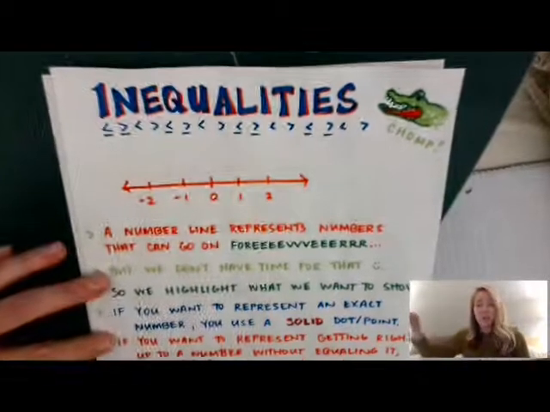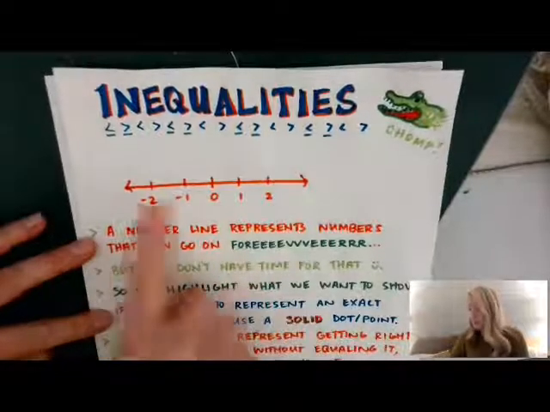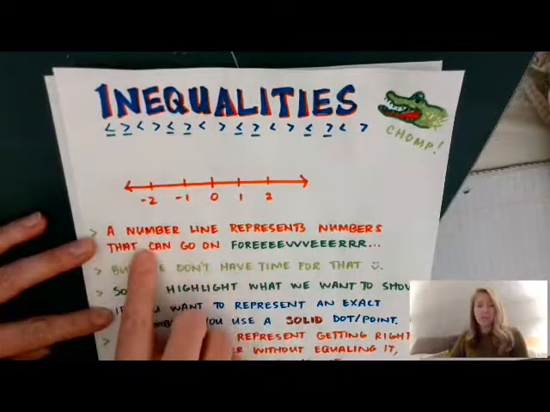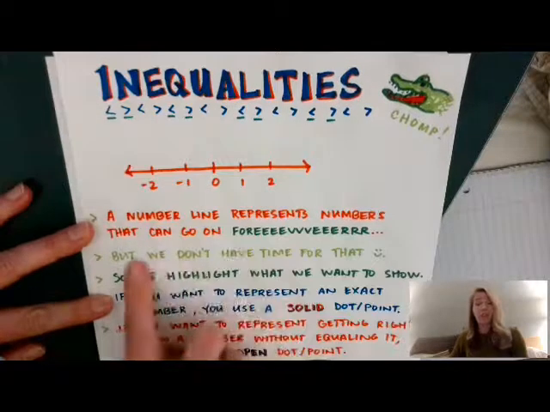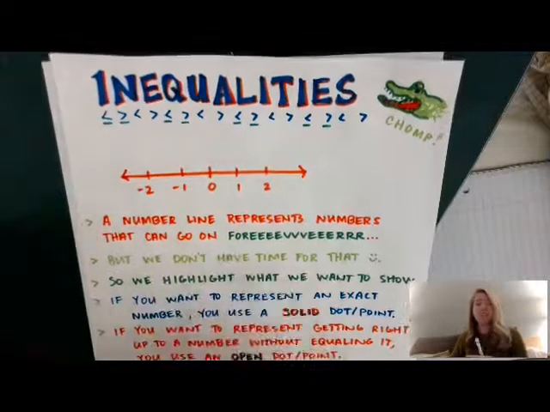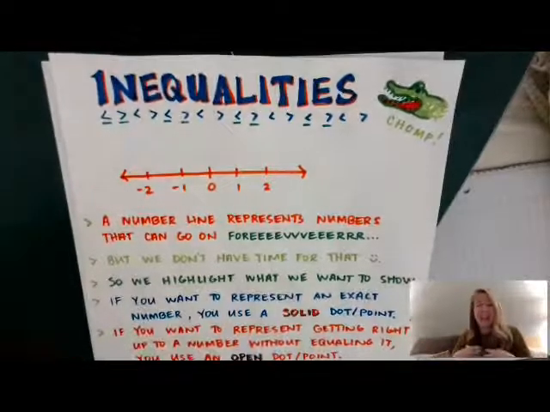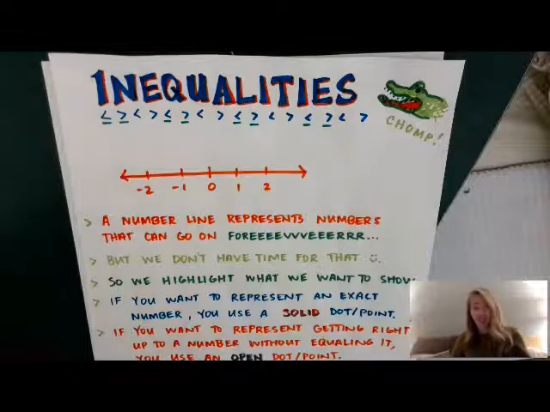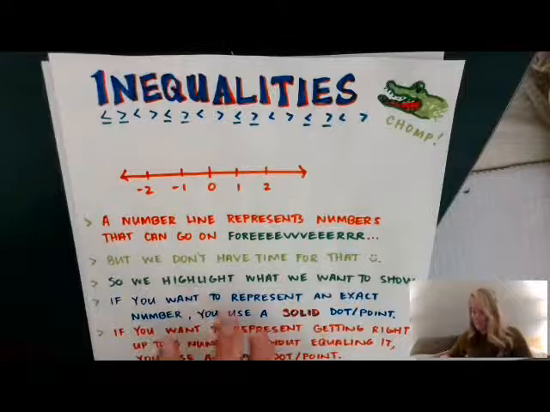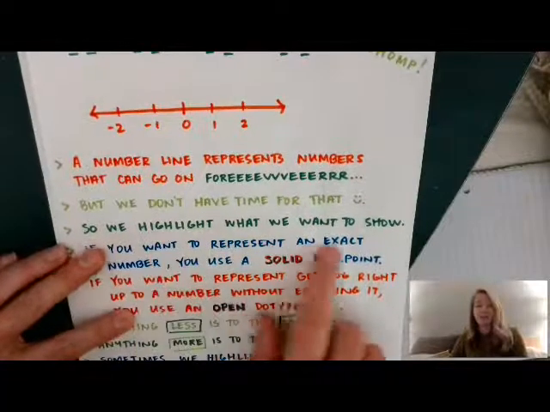So when we do this kind of thing, we're looking at a number line. Typically, we use that number line to represent numbers that can go on forever, right? But we don't have time for that. We don't have time to write out all the possibilities. If I say x is greater than 1, you're not going to tell me all the possibilities that x could be, because you would literally do that for the rest of your life and you still wouldn't get done, right? So what we want to do is use that number line and highlight what we want to show, okay?